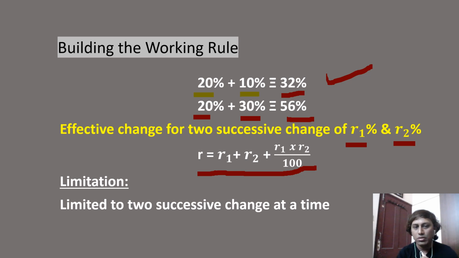So 32, right? But guys, it has its limitation and it has its advantage. Limitation is that we can calculate only two successive changes at a time. But that is not a problem. We can calculate any number of successive changes using this, and that method I will explain in the next question. Alright.